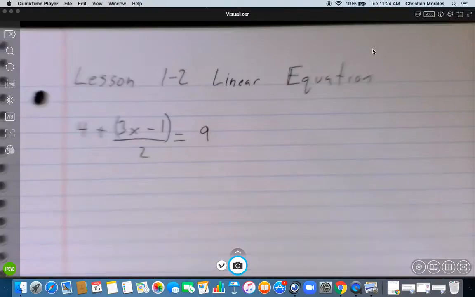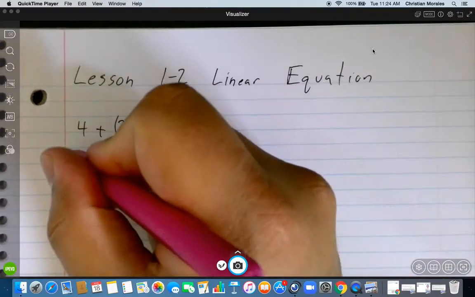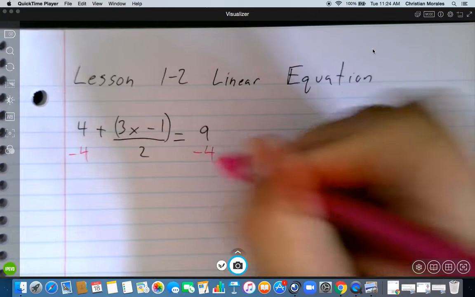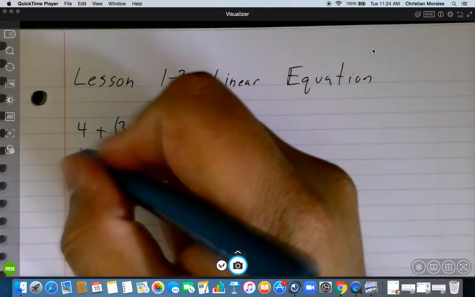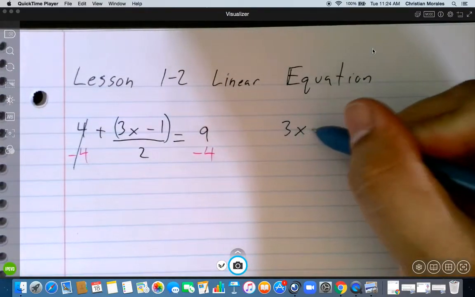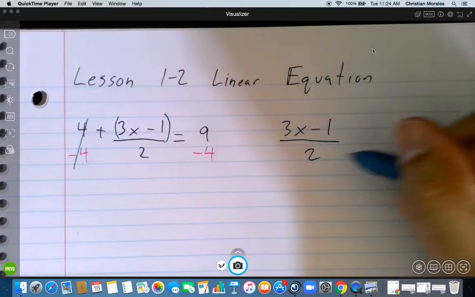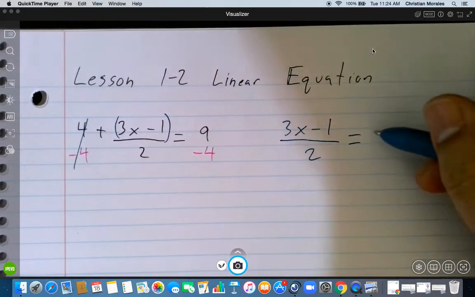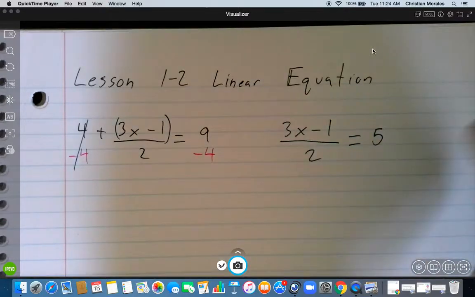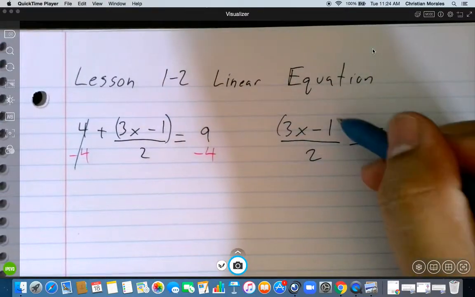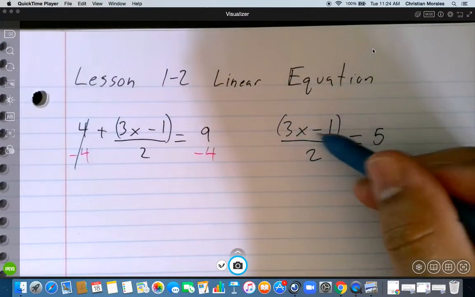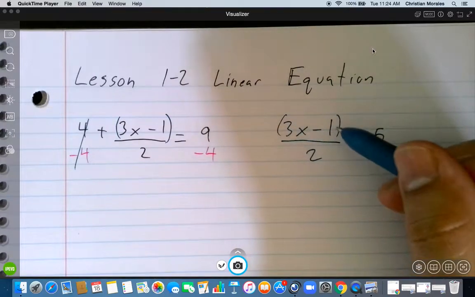So we're going to get rid of the 4 by using inverse operations. The opposite of adding 4 is subtracting 4. We end up with the 4's canceling out. You get (3x minus 1) over 2 equals 9 minus 4, which is 5. Now, you still don't move this because that's part of the numerator. All of this is the numerator. You can't just move the 1 here.